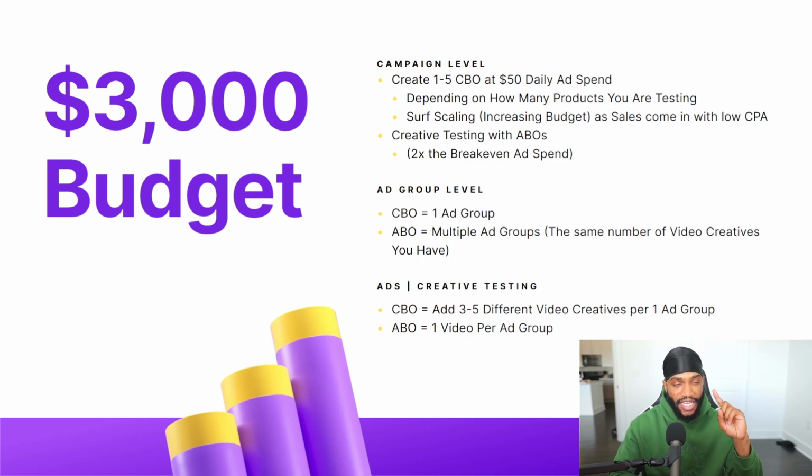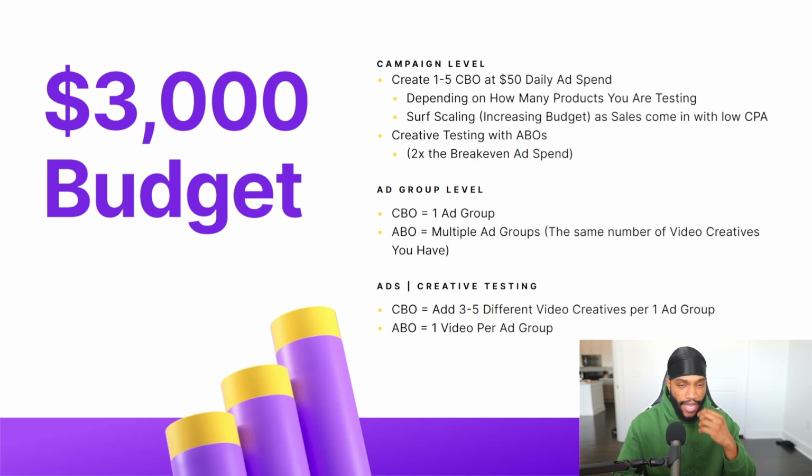Now, inside of those ad sets, each video will be placed inside of that ad set at $20 per day. So essentially, that ABO campaign will have $100 for the budget, because we're breaking that out for 5 products, $20 each per ad group. So that's what I'm going to do. I'm going to do a mix of everything that I've talked about in this video and scale it.